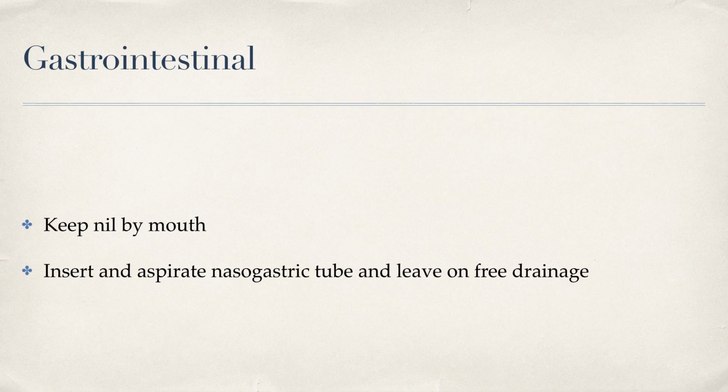So moving on to gastrointestinal, it's important to insert a nasogastric tube or orogastric tube if there's any history of trauma. This should then be aspirated to remove any swallowed air that may be splinting the diaphragm, and then leave it on free drainage.